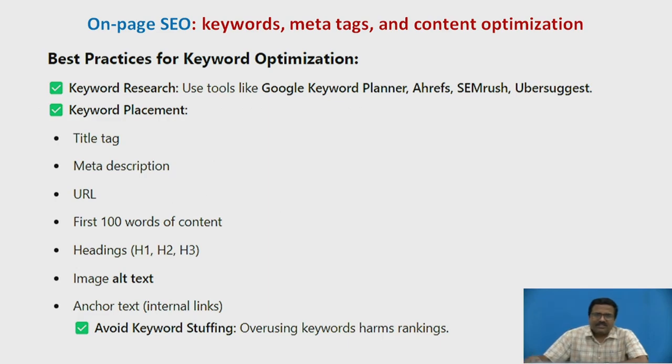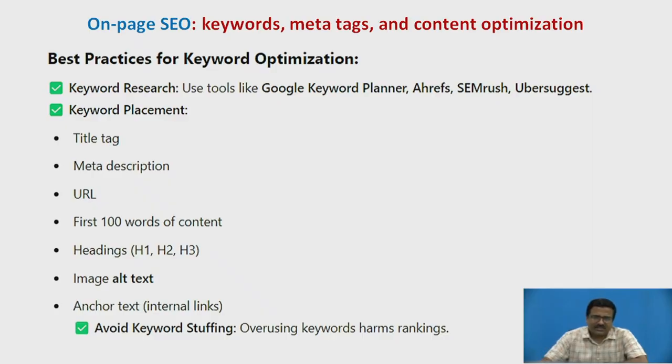So what are the best practices for keyword optimization? Normally we go for keyword research first. There are so many tools available. One of the best keyword tools is Google Keyword Planner, Ahrefs, SEMrush and Ubersuggest. These are the popular keyword research tools, and we will see this in your lab sessions or in the tutorial session. I will demonstrate how you can use these tools for researching keywords, and based on this you will analyze which keywords are in demand and which are not, and depending upon that you will choose those keywords, and then you have to place these keywords in your HTML page.